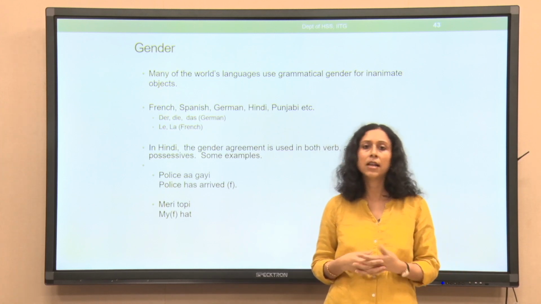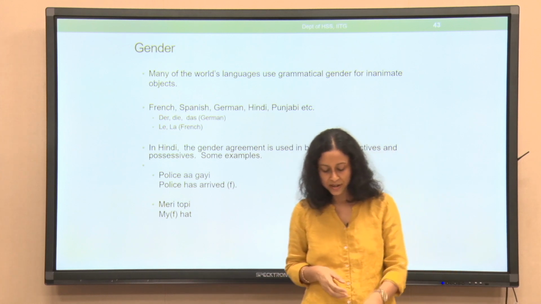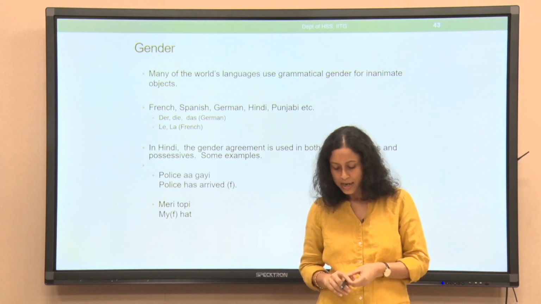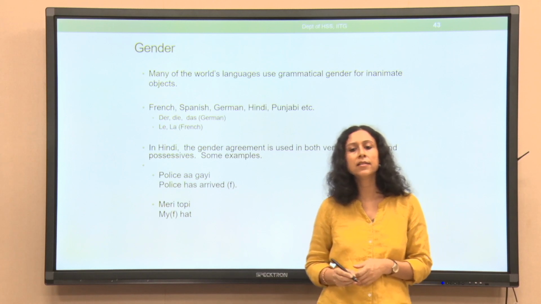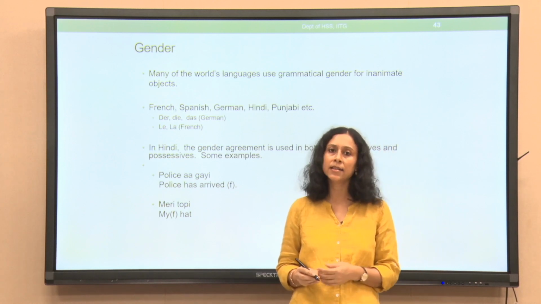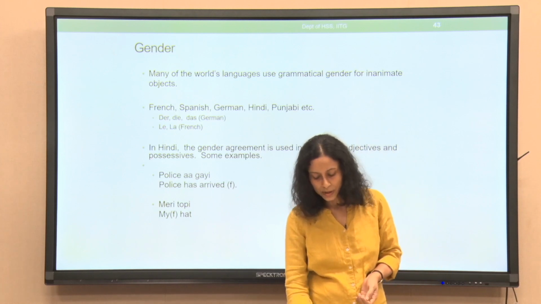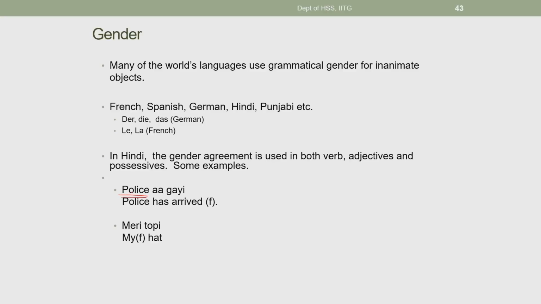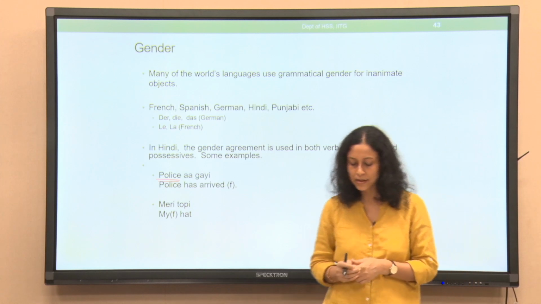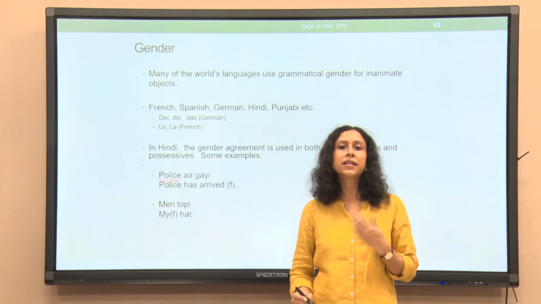So, that is how you see das Auto. Similarly, in French you have a distinction in terms of determiners. In Hindi, gender agreement is used in the verb, the adjective and the possessive marker. So, here is an example. In Hindi, the term police as an entity, not necessarily a policeman or a policewoman, but police as an abstract category, is treated as feminine.